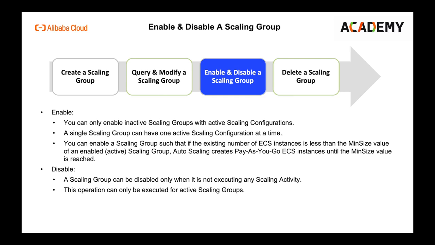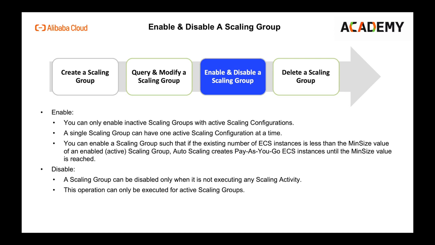You can enable a scaling group such that if the existing number of ECS instances is less than the minimum size value of the enabled or active scaling group, then autoscaling will create new pay-as-you-go ECS instances to reach that minimum size value. That's what I just talked about earlier. In plain English, if you increase the minimum size of the scaling group, then autoscaling will automatically add new instances to the group to reach that new minimum size.